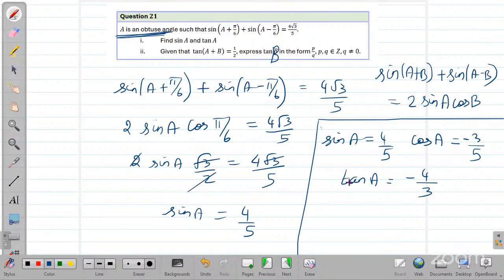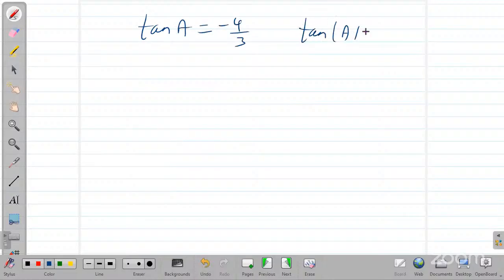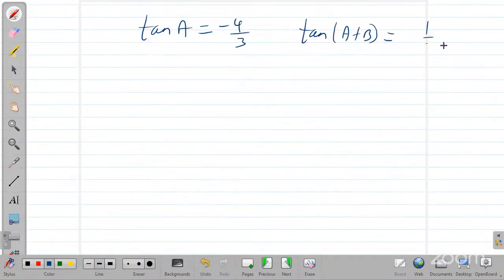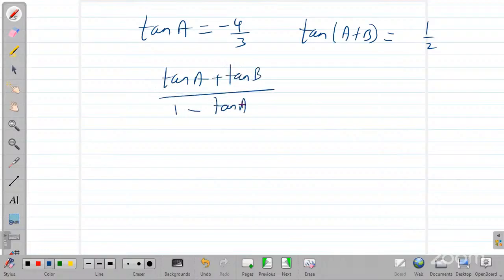What about the second part? Also given that tan A plus B is equal to half. So how much is tan B? So we have tan A is equal to negative 4 over 3. Tan A plus B is equal to half. Just apply the tan A plus B formula. So tan A plus B is tan A plus tan B over 1 minus tan A tan B, equals to half.